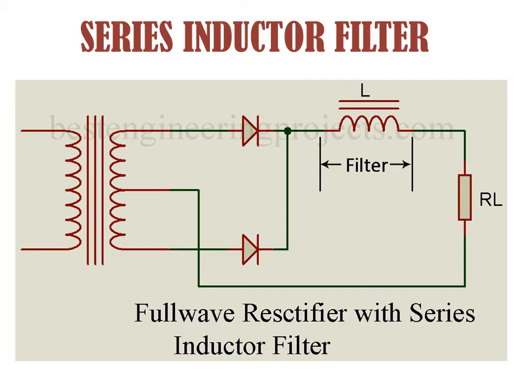Another important element that we use for filtering AC is an inductor. When you are using the inductor as a filtering element, you will have to connect it in series. Therefore, it is referred to as a series inductor filter. Here you can see the output of the full wave rectifier is connected through a series combination of an inductor and a load resistance. So that will act as a series inductor filter.